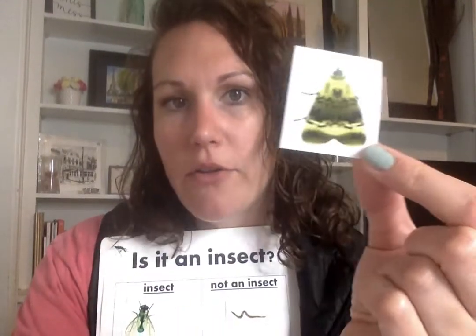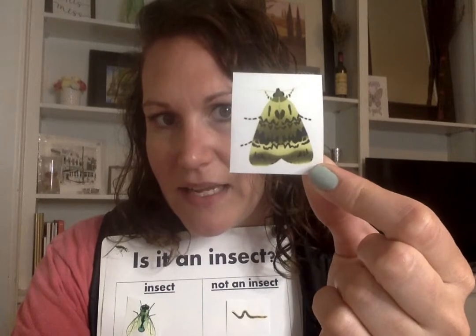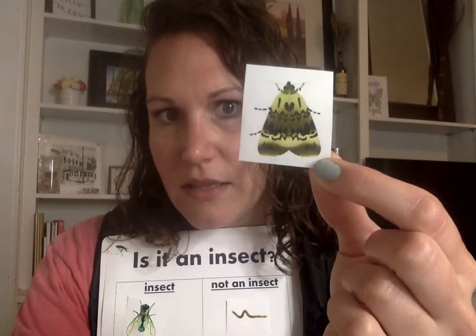Wonder which one's going to have more. Ooh. This bug is called a moth. You might see it come out at night. They like light. They're attracted to light.